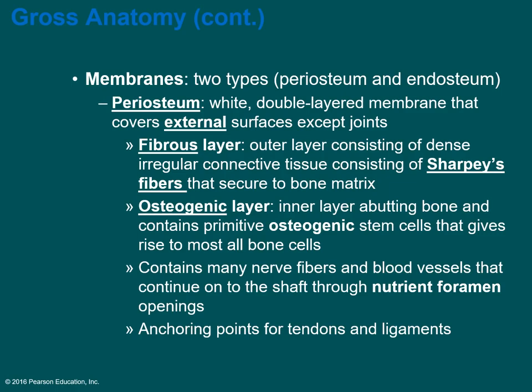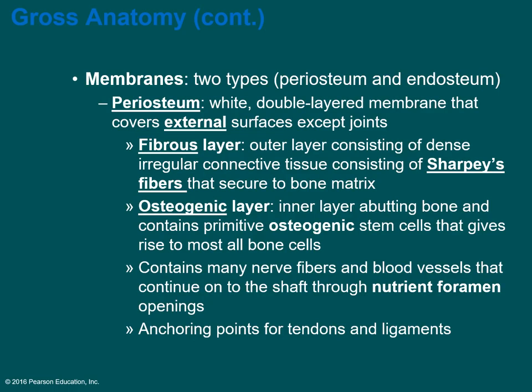The osteogenic layer is the inner layer right against the bone, and it does contain osteogenic stem cells, which is the precursor to most of your bone cells. It's going to have a lot of nerve fibers and blood vessels that will run through what are known as nutrient foramina to bring that blood supply and nerve to the internal portion of the bone.